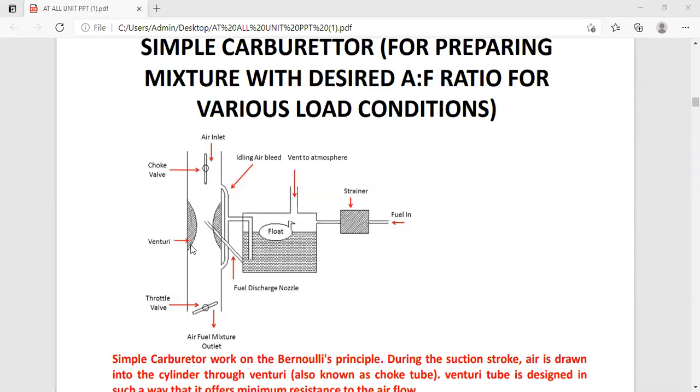That's why we say the venturi is the preparation section. At this throat section, the opening of the jet is provided. Keep in mind the fuel inside the float chamber, and you have to show this spraying jet height at the proper level. So this is the simple carburetor diagram.